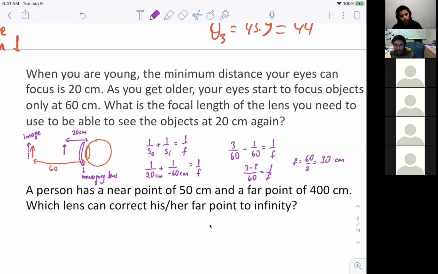And when you go to the doctor and talk about the diopter, it's going to be 1 over F in terms of meters. The question asks about the focal length. It doesn't ask for the diopter, so you don't have to convert that focal length to the diopter.